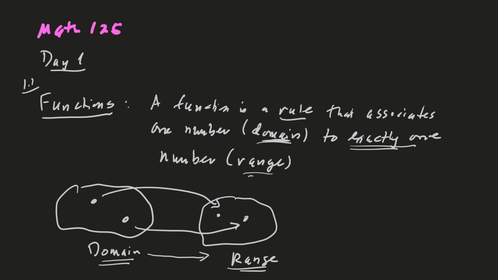So the idea behind a function is that you need to know the output with certainty. You can't have any uncertainty in your output. And so therefore each output has to be unique. You only have one possible output for each input.